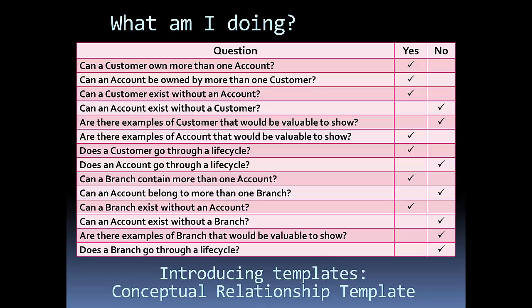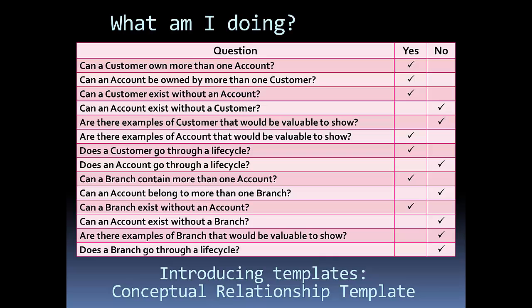And then the next two questions: are there examples of customer? Are there examples of account that we would like to show? This tells us if we should add subtypes. For example, maybe there are examples of account, like checking account and savings account and brokerage account, that would be valuable to show. Then these would appear as subtypes.